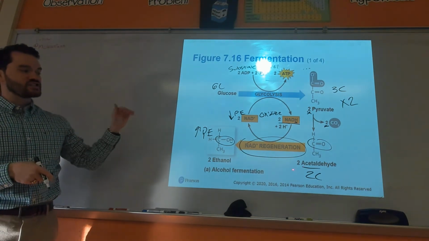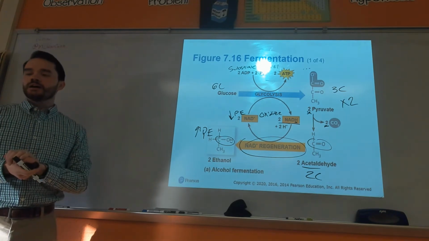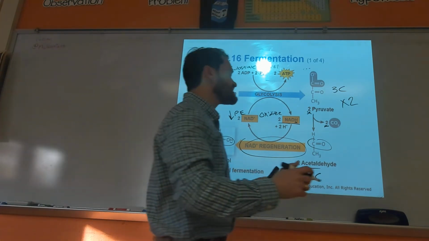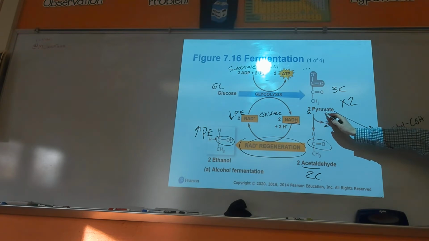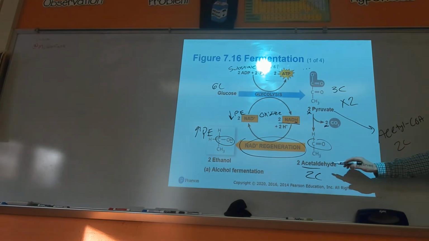Now acetaldehyde is a 2-carbon sugar. Acetaldehyde is similar to acetyl-CoA. Acetyl-CoA is what you made when you did pyruvate oxidation, and then acetyl-CoA goes into the citric acid cycle. Acetyl-CoA was also a 2-carbon sugar, just like acetaldehyde. That acetyl is referring to a 2-carbon sugar. Okay. All right, questions here?